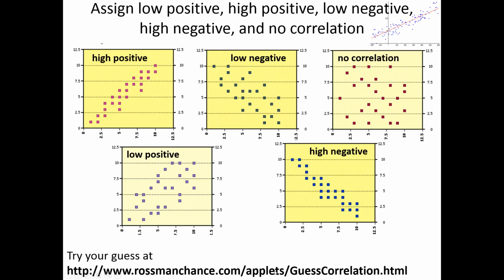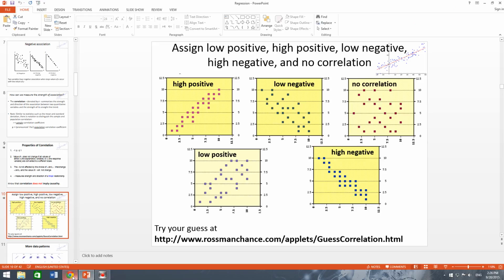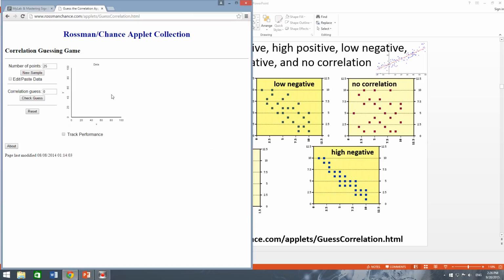So here's also, I don't think I put this on your notes, I may have added it later. There is an applet where you can play with this concept. And where do I have that? I think I have it here. So the URL is here, rossmanchance.com, applets, guess correlation. So here you can generate a sample of points and guess the correlation.